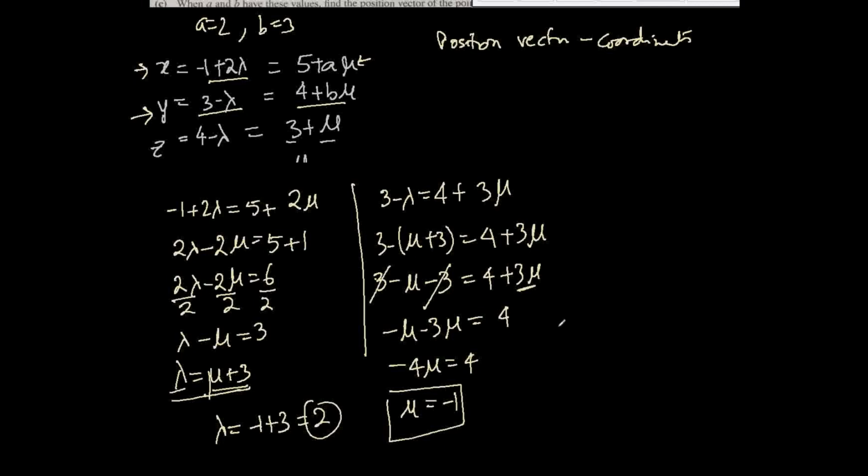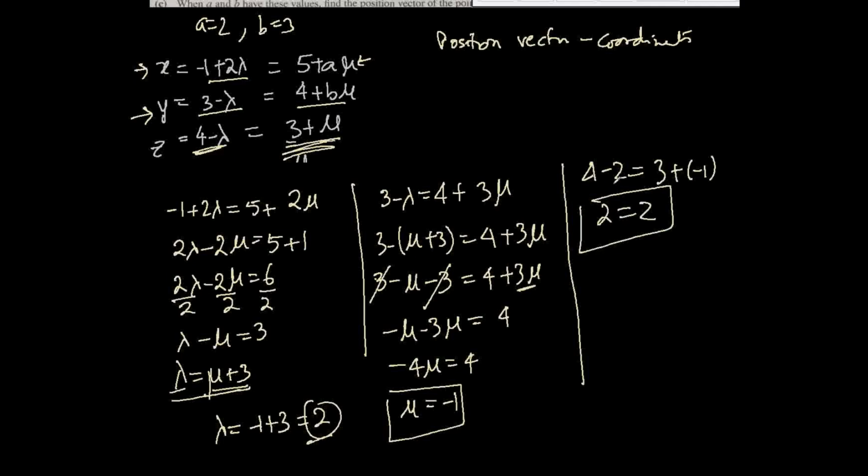So we got the values of lambda as well as mu. Let's confirm with the z coordinate if it is correct. I'm 100% sure it will be right, but still let's confirm that our calculations are correct. 4 minus lambda, which is 2, equals 3 plus mu, 3 plus minus 1. So 2 is equal to 2. See, we are perfectly correct. But the question was not to find lambda and mu. The question was to find the position vector of M.